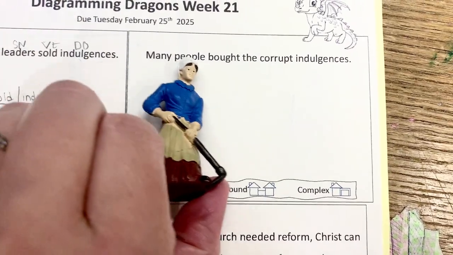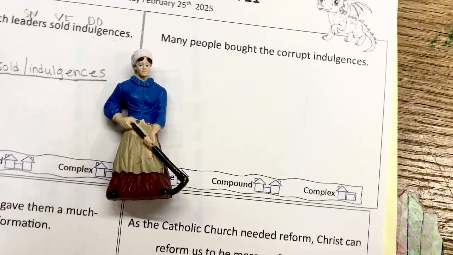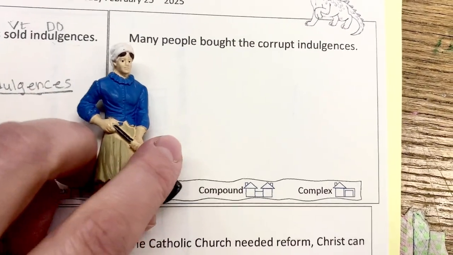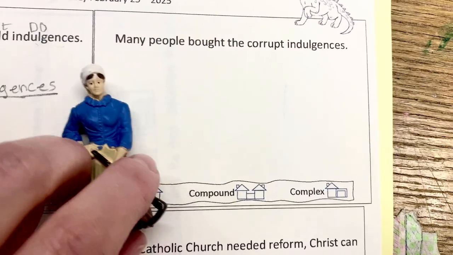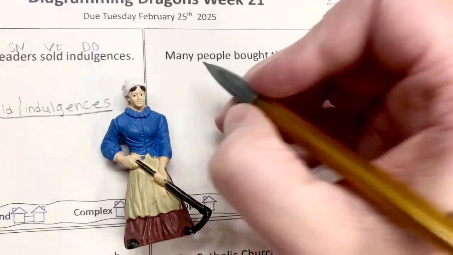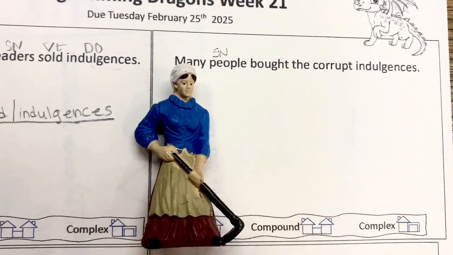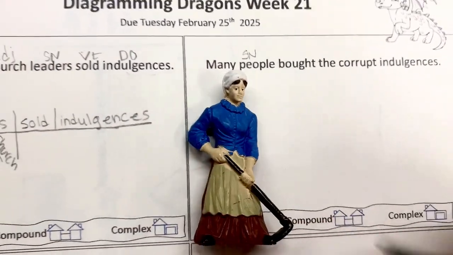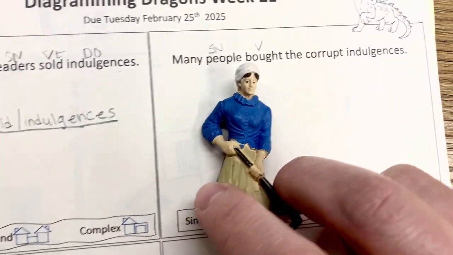Many people bought corrupt indulgences. What is this sentence about? Is it about many or is it about people? If you said people, you are correct. People, subject, noun. What is being said about people? People bought. Verb. People bought who or what?